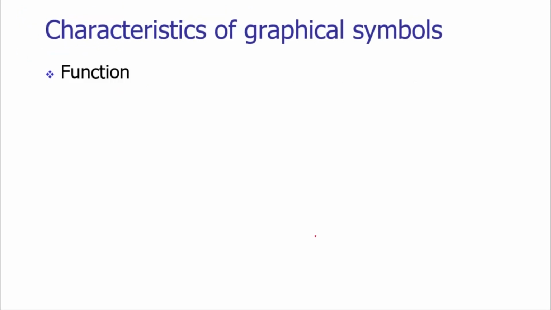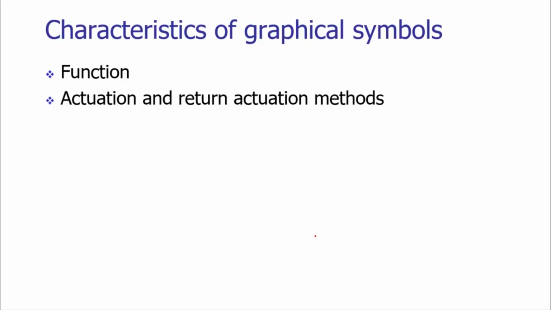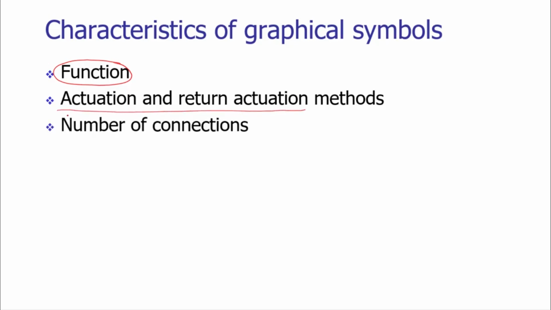What are the characteristics of the graphical symbols? The characteristics are as follows. The graphical symbols are designating, they are defining the function of the element, they are defining the actuation and the return method. The symbols are providing the information about the number of connections to a particular element or to a particular hydraulic system.